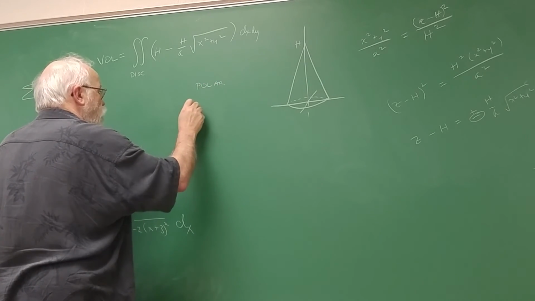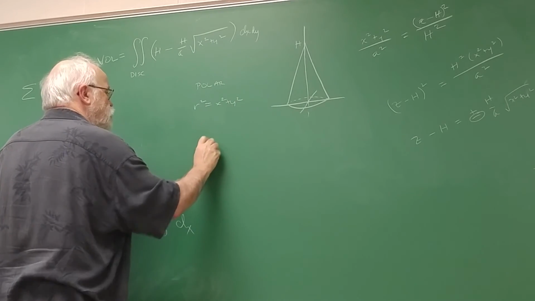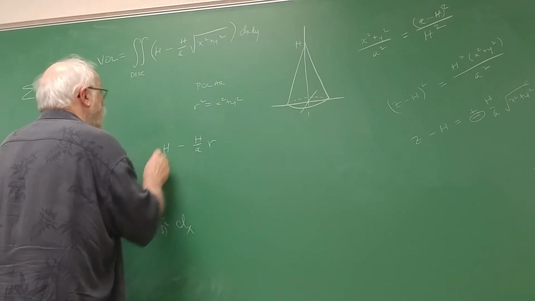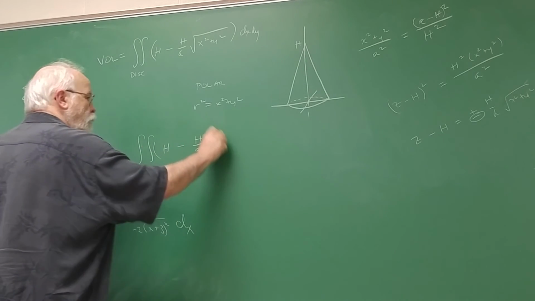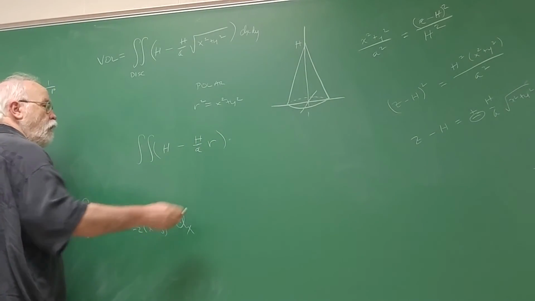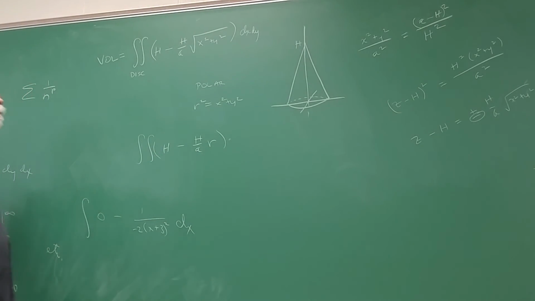I'll have r squared equals x squared plus y squared. So that thing is just r. And let's see. And what goes out here? It's automatic. r dr d theta.